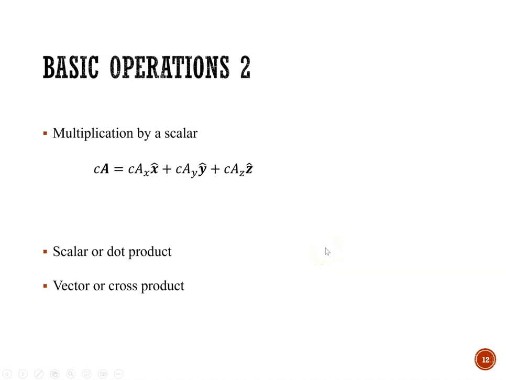Now, multiplication by a scalar. When you have a vector A and you want to multiply it with C, vector A is AX X hat plus AY Y hat plus AZ Z hat. When you multiply with C, that would be CAX X hat plus CAY Y hat plus CAZ Z hat.